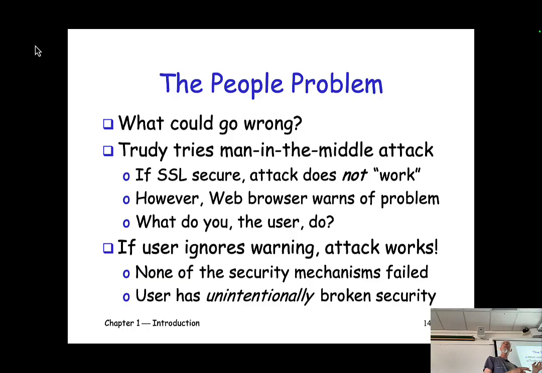So what they do in the SSL protocol is they ask you whether you want to continue or not. They say the protocol has discovered something's not quite kosher here. Do you want to continue or not? And what do you say?